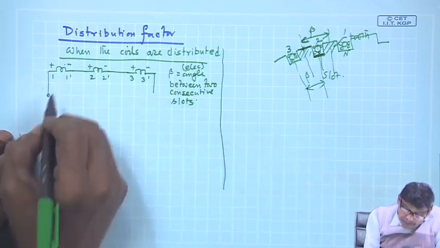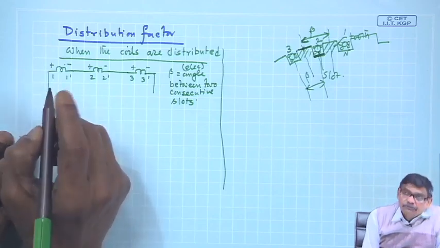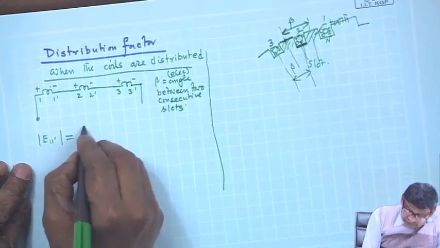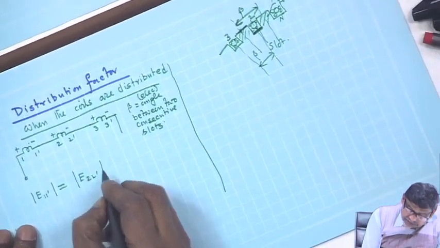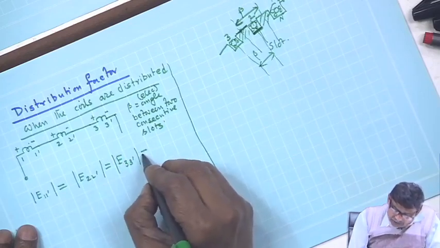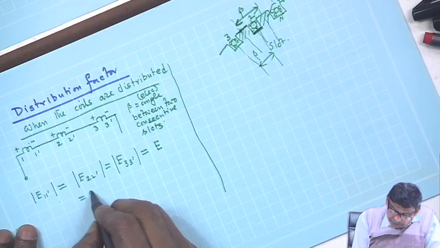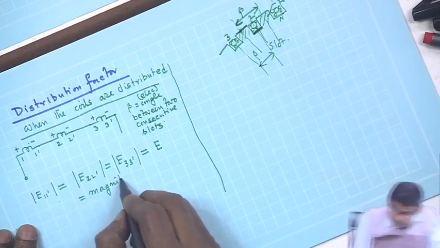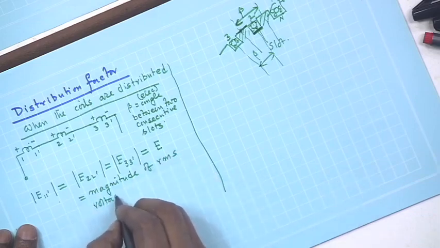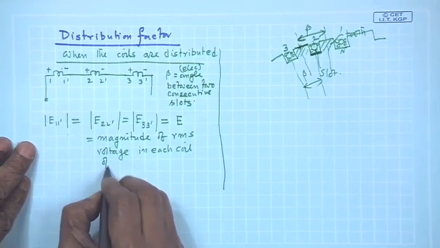Now, the RMS voltage induced in each coil, magnitude of the RMS voltage will be same, that is E 11 dashed is equal to E 22 dashed is equal to E 33 dashed, and let this be called E. Magnitude of the RMS voltage is equal in each coil of n turns.